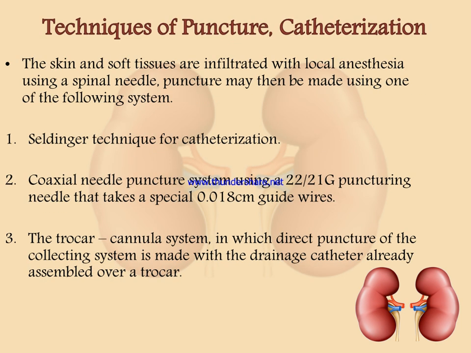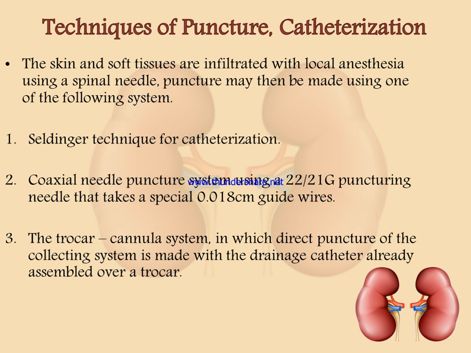Technique of puncture or catheterization: the skin and the soft tissue are infiltrated with local anesthesia using a spinal needle. Puncture may then be made using one of the following systems: the Seldinger technique for catheterization, a coaxial puncture system, and a trocar technique. For the coaxial needle puncture system, we use a 20 or 22 gauge puncturing needle that takes a special 0.018 inch guide wire.